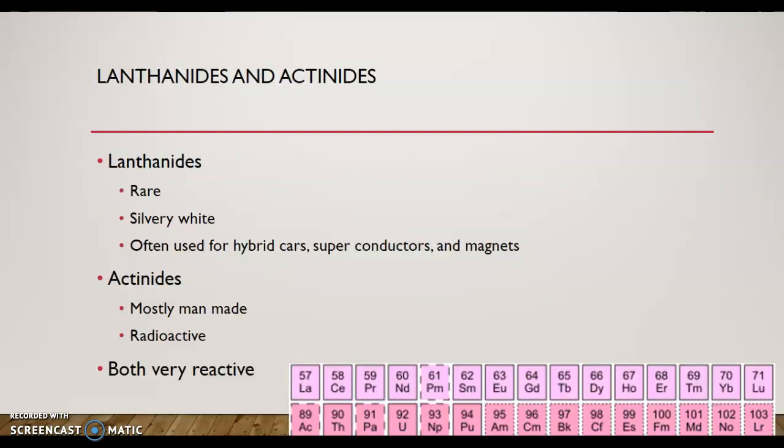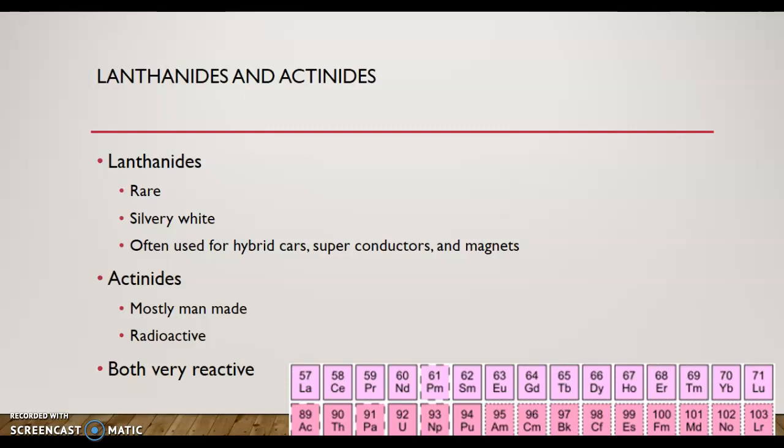Your lanthanides and actinides are the two groups that were pulled out of the periodic table and placed at the bottom. Your lanthanides are very, very rare. These are called the rare earth metals, both the lanthanides and the actinides. They tend to be silvery white. They're often used for things like hybrid cars, superconductors, magnets, things of that nature.